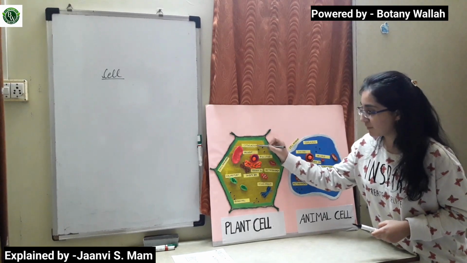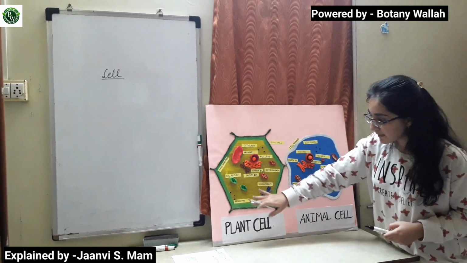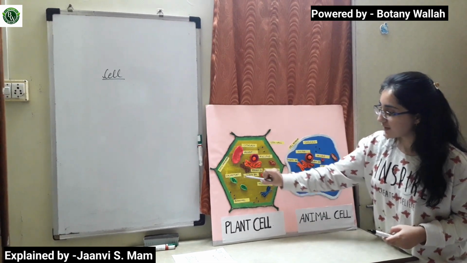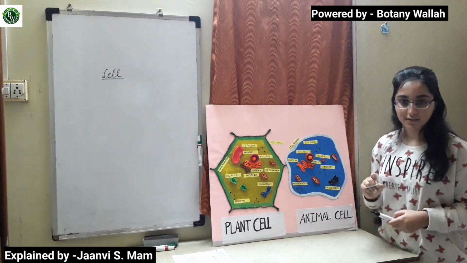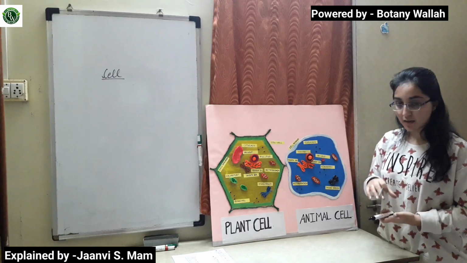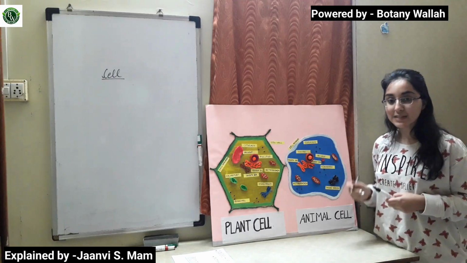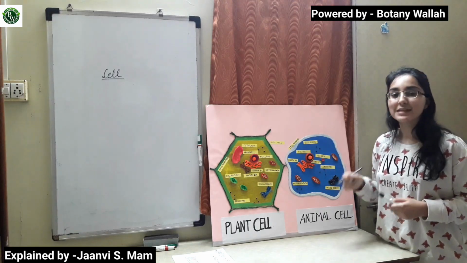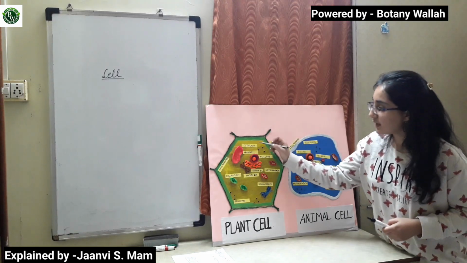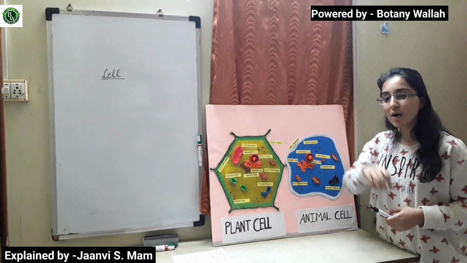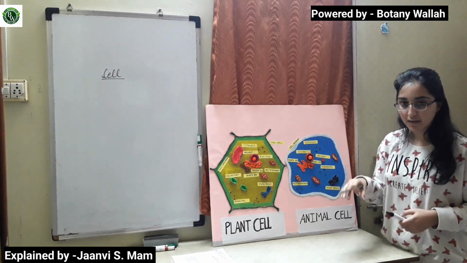Then you have cytoplasm. Cytoplasm is a medium. You can see the whole yellow color medium. Everything yellow is your cytoplasm, in which all the cell organelles are embedded. Cell organelles means cell components. All the components of a cell are also known as cell organelles. So cytoplasm is the yellowish medium in which all the cell organelles are embedded.